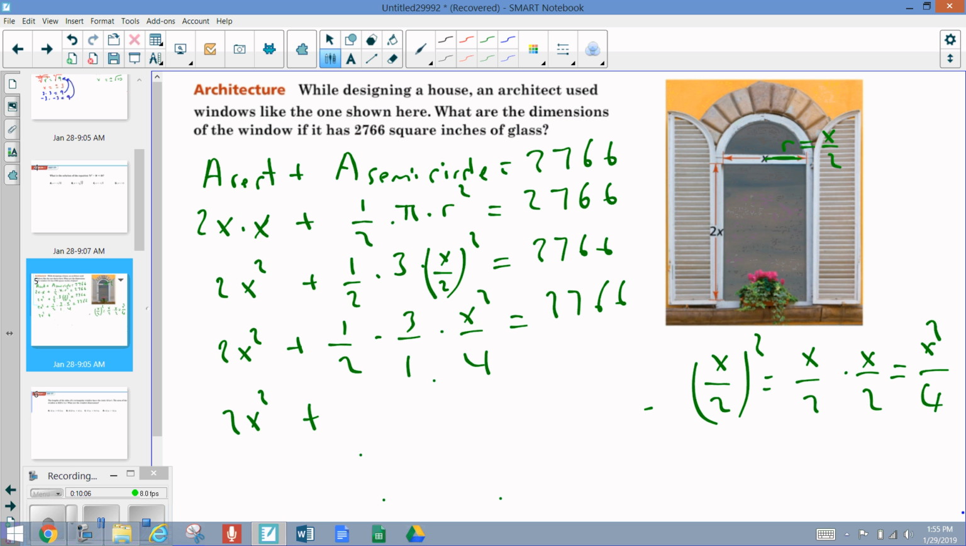So x squared over 4. And so 2x squared plus. When you see multiplication, that means you multiply numerators. What are the numerators here? 1 times 3 times x squared equals? Over what?